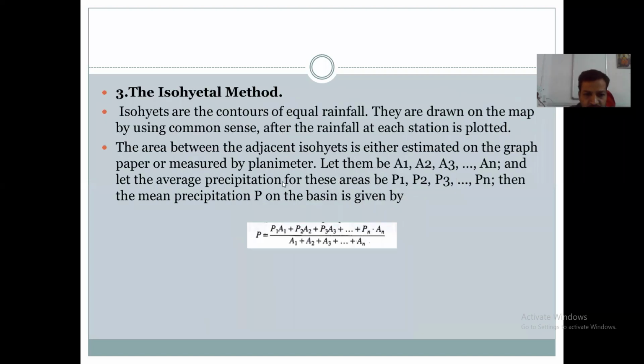Arithmetical mean method, then Thiessen polygon method and isohyetal method. Therefore, this method is known as the isohyetal method. So in this, we form the contours of equal rainfall.